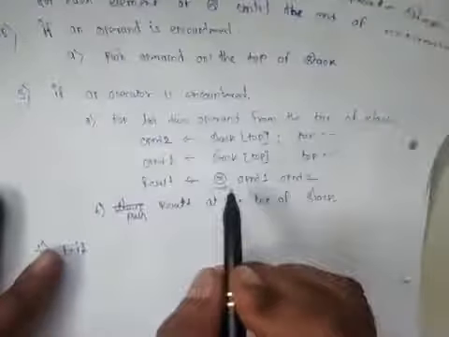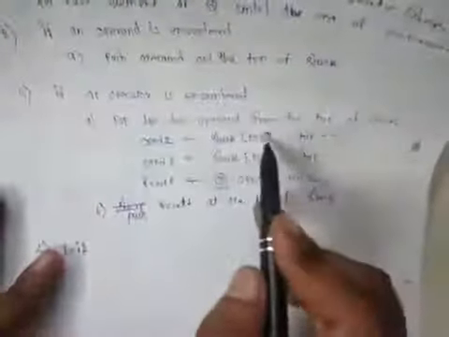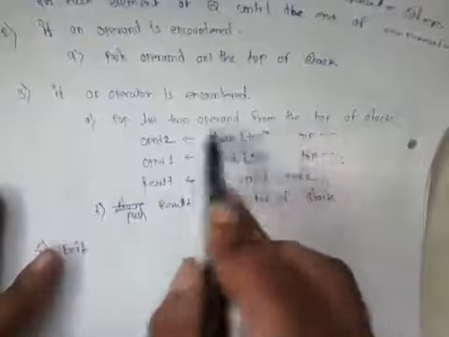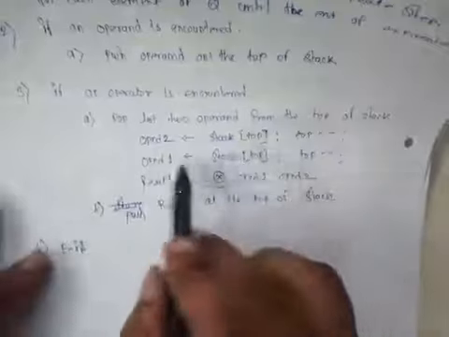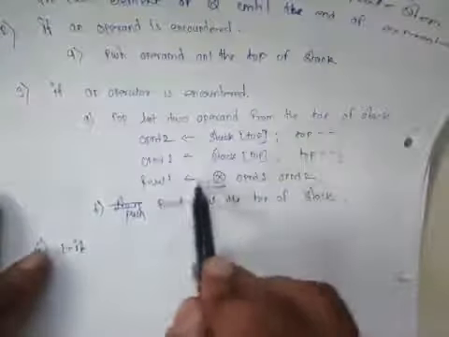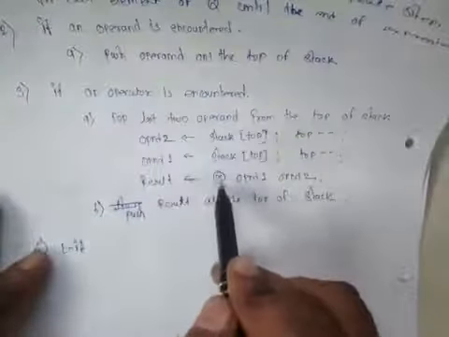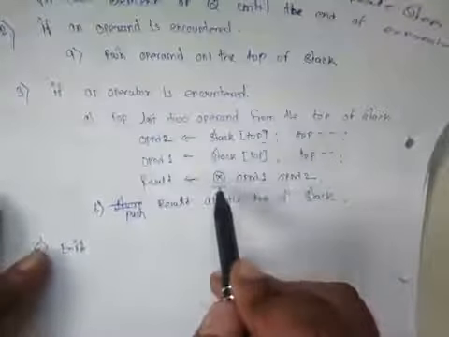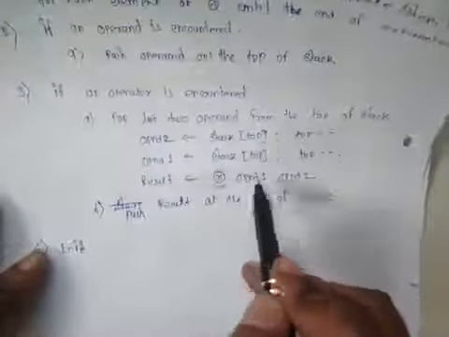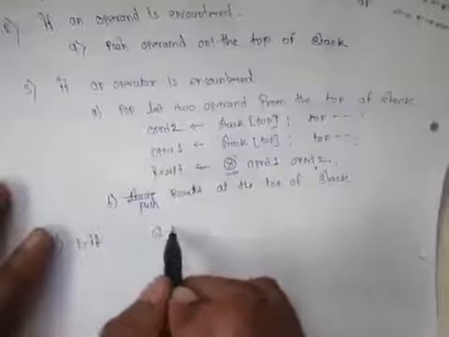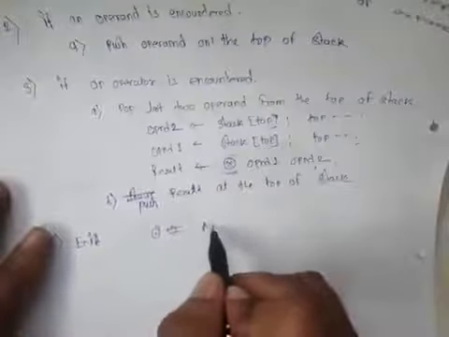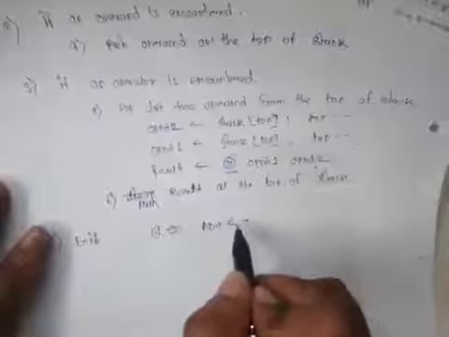The only difference is in the result. If an operator is encountered, we pop the last two elements from the top of the stack. The only difference is that when we perform the result operation, we put the operator first, then operand 1 and operand 2. Only difference is that. So let's take the same example again: Q is equal to A B plus C minus.